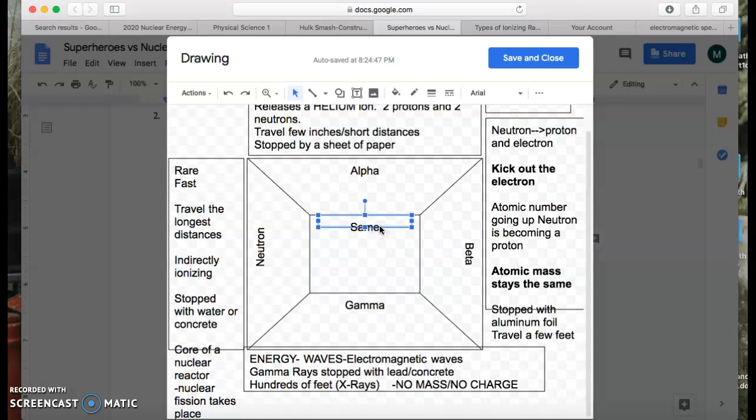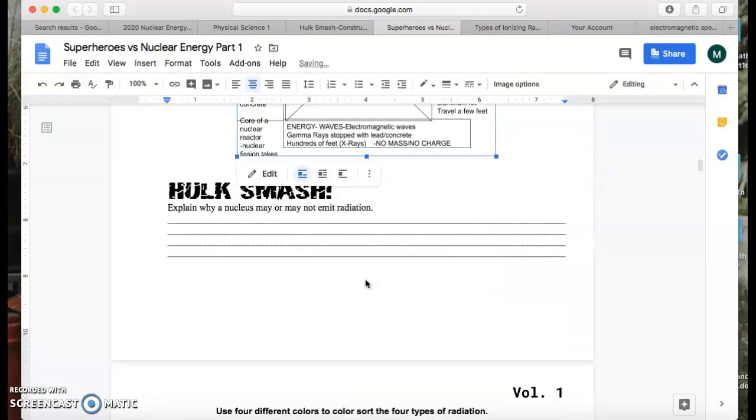With all of these guys, you need to know that the reason they emit radiation is because they are unstable. That atom is unstable. And that goes into your Hulk smash question. So I'm going to just hit save and close here. It's probably going to change things up a little bit.